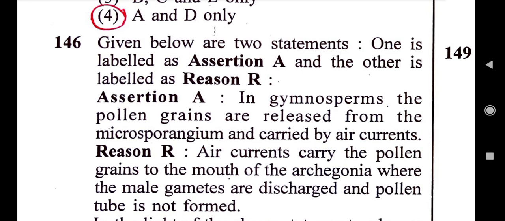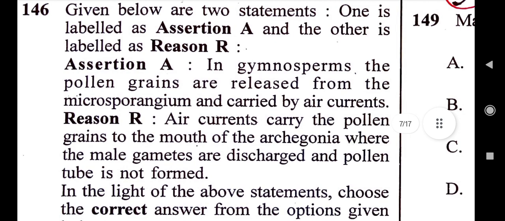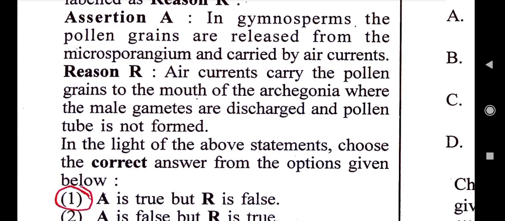Question number 146. Given below are two statements. One is labeled as assertion A and the other is labeled as reason R. Assertion A: In gymnosperms, the pollen grains are released from the microsporangium and carried by air currents. Reason R: Air currents carry the pollen grains to the mouth of the archegonia, where the male gametes are discharged and pollen tube is not formed. In the light of the above statements, choose the correct answer from the options given below.